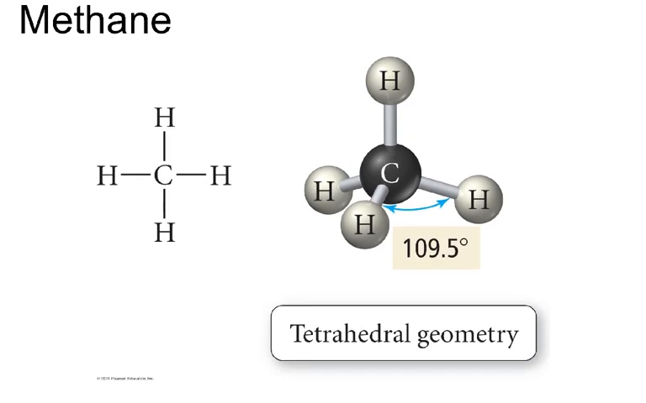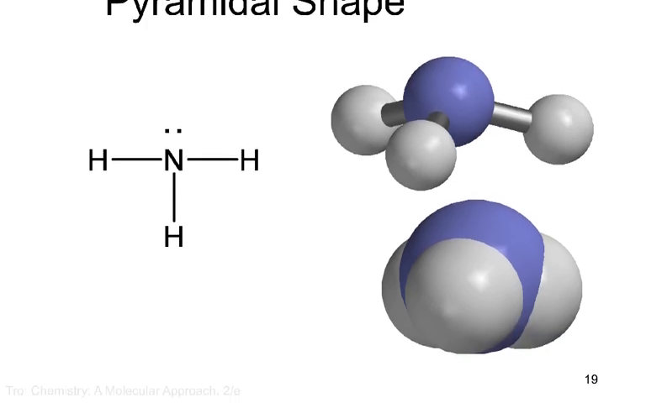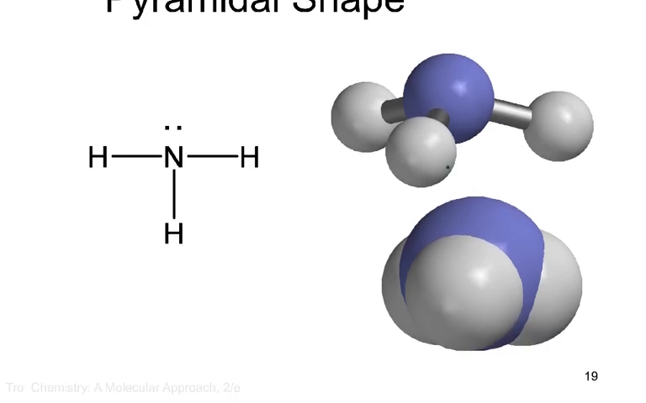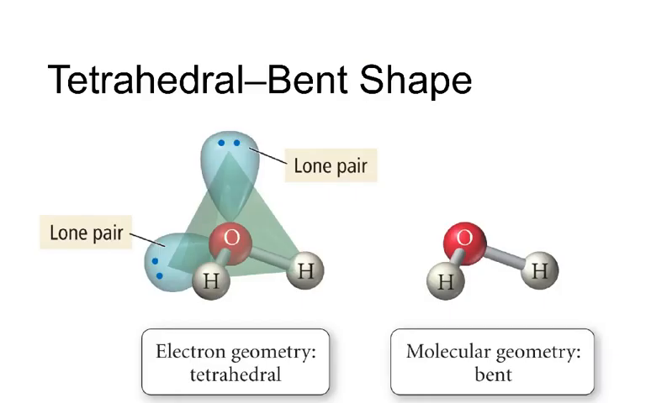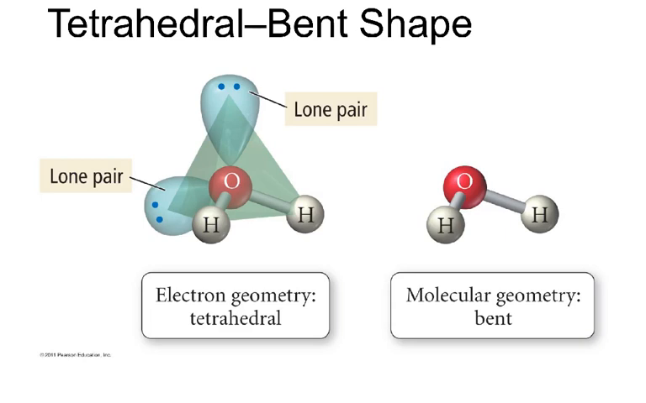So here is an ideal geometry. Methane has the 4 hydrogens coming off the carbon with a tetrahedral shape. Ammonia has the pyramidal shape where our bond angle here is less than 109.5 degrees. And then water is a tetrahedral bent shape. And so the electron geometry is tetrahedral, molecular geometry is bent, and our angle is less than 109.5 degrees.